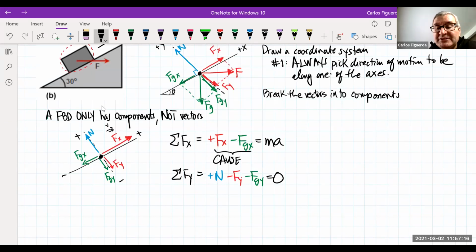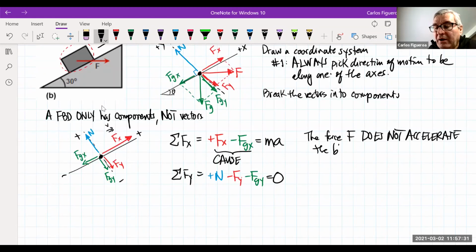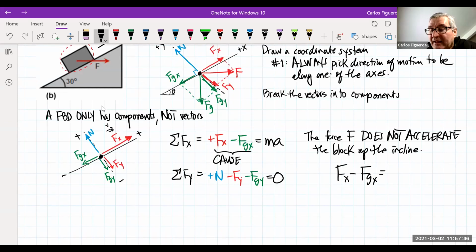Okay, you could see how this language gets slippery. The force F does not accelerate the block up the incline, even though people say that. That's incorrect. It's F of x minus F of g of x. This is the net force. That's what causes the acceleration.